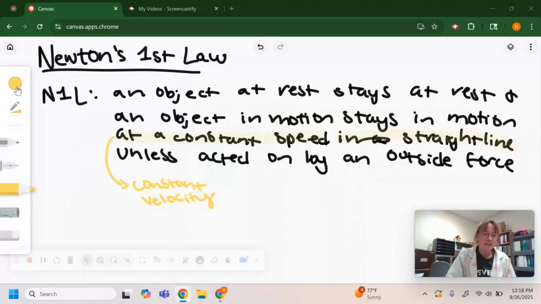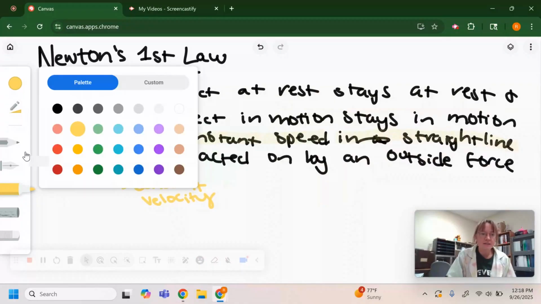And let's change up our color here. That was kind of fun to write in yellow. We never write in yellow. Let's go with orange here.